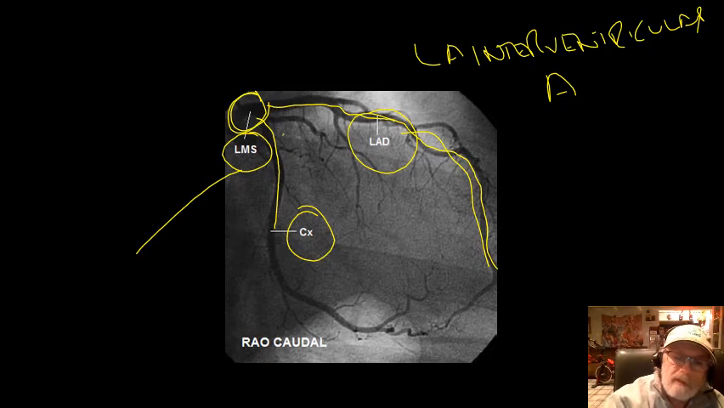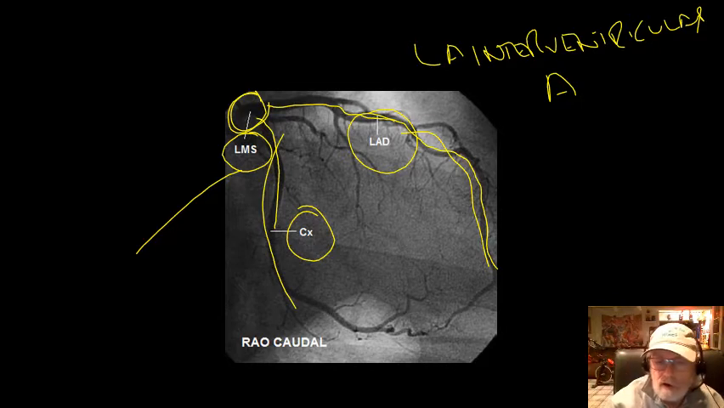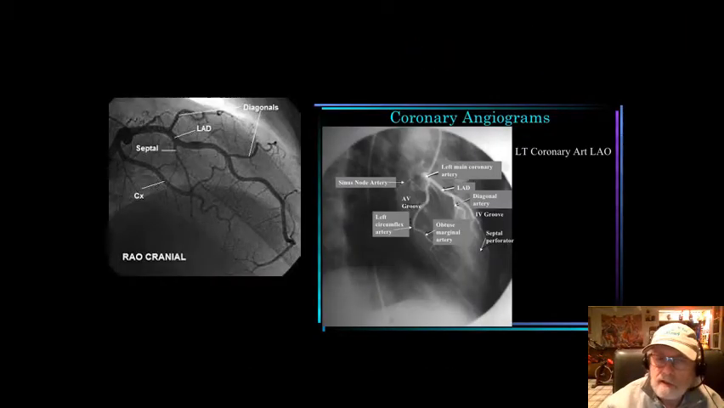That'd be the circumflex artery. That's going to the back. Okay, and that's going around in that coronary sulcus, around the left side of the heart, all the way to the back, and that'd be called my circumflex artery. That would be there. This is the same thing that we see here.